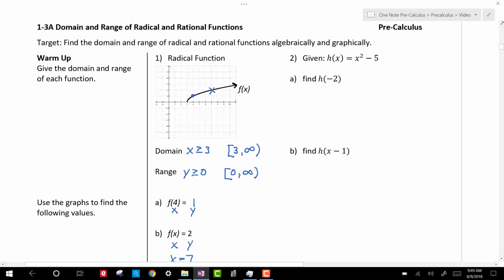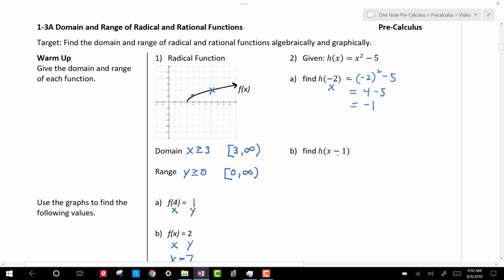Going to number 2, it says given h of x equals x squared minus 5, find h of negative 2. Again, referring back to what we just looked at, this means when x is equal to negative 2, tell me what y is. All right, so we're going to plug in negative 2 for x. We're going to square that and subtract 5. That's going to be 4, take away 5, so that'll be negative 1.